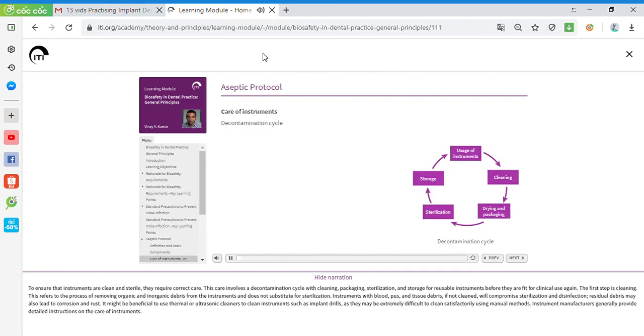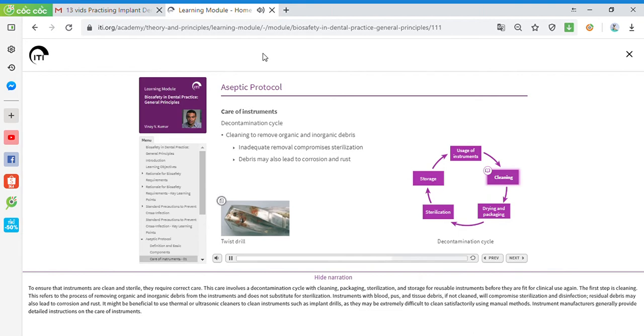To ensure that instruments are clean and sterile, they require correct care. This care involves a decontamination cycle with cleaning, packaging, sterilization, and storage for reusable instruments before they are fit for clinical use again. The first step is cleaning. This refers to the process of removing organic and inorganic debris from the instruments and does not substitute for sterilization. Instruments with blood, pus, and tissue debris, if not cleaned, will compromise sterilization and disinfection. Residual debris may also lead to corrosion and rust.